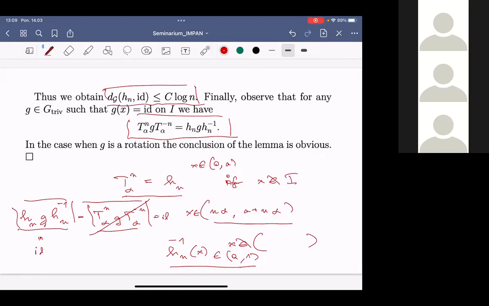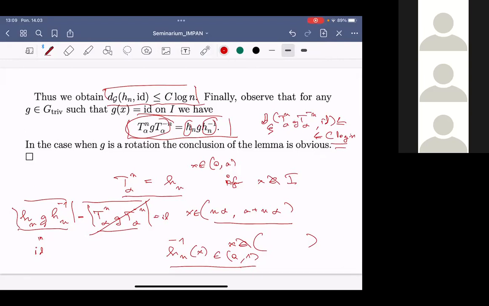Therefore, we have this equality. If we have this equality, we know that the length of this word is the length of this word, the length of this word, and the length of g, but hn was bounded from above by c log n. So we obtain that in this t alpha n g t alpha inverse identity is less than or equal to some new constant c log n, and we are done. So the proof is done.